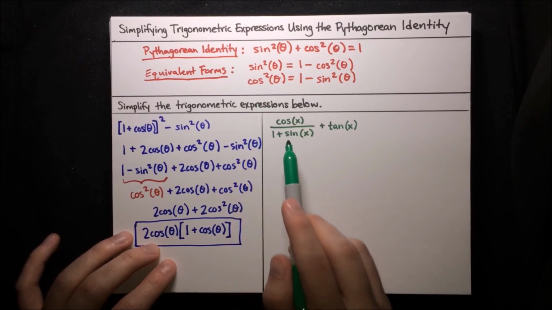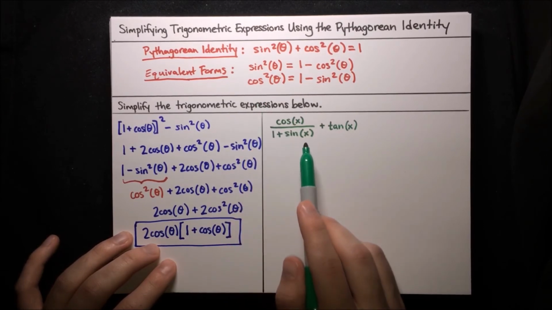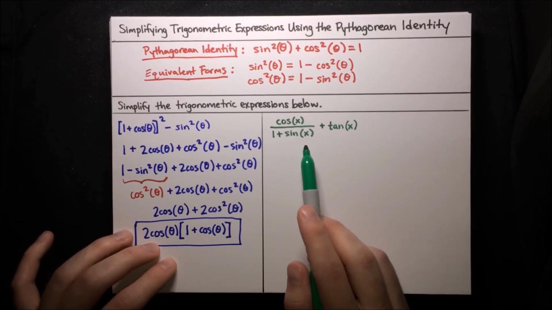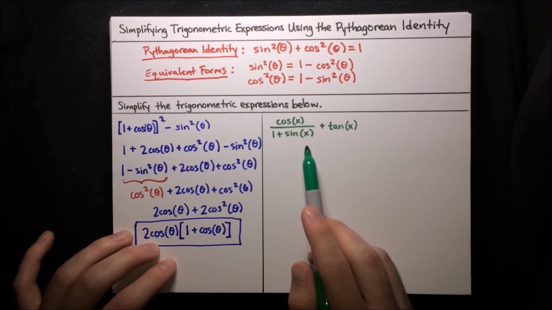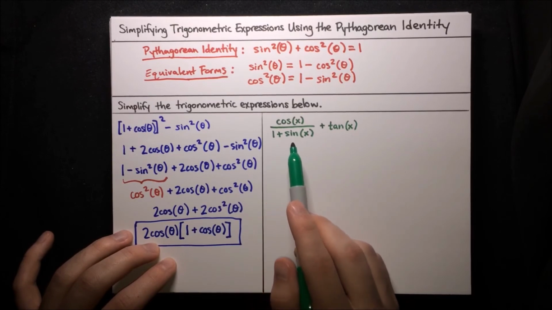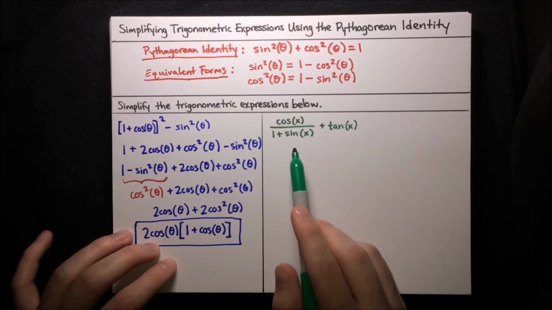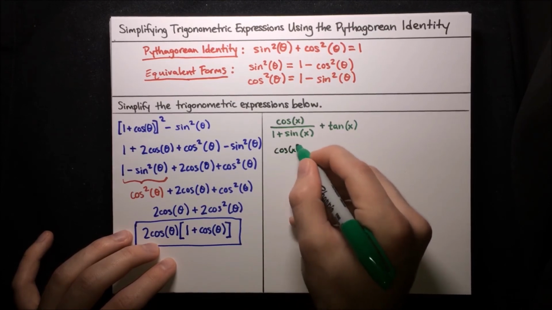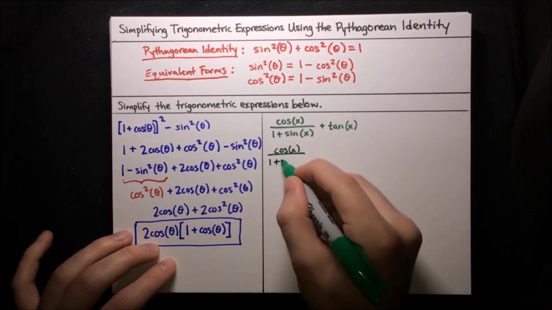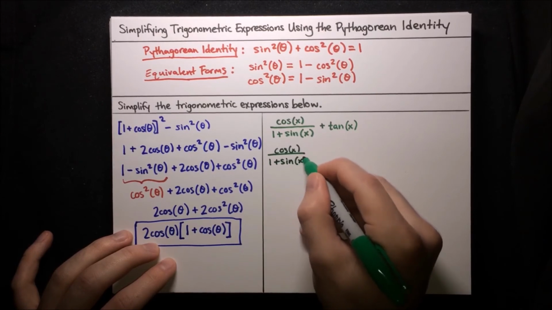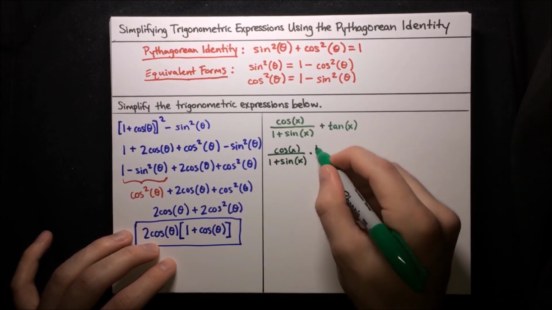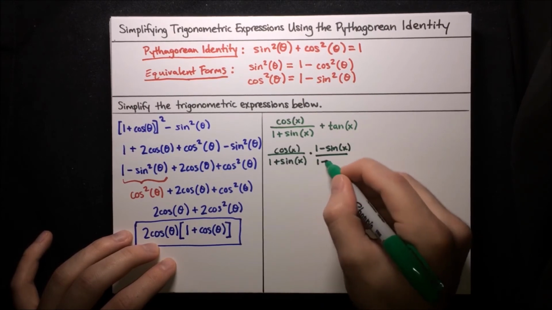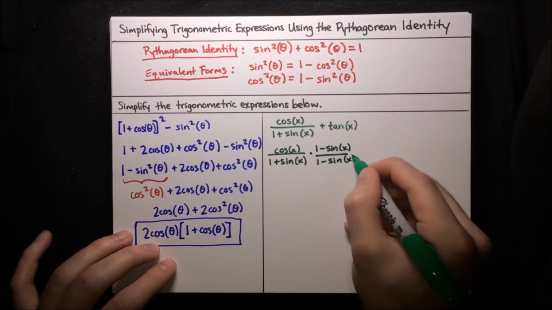So why don't we go ahead and try to get this expression 1 plus sin x to become 1 minus sin² x. And hey, 1 minus sin² is just a difference of squares, one of the factors of which is 1 plus sin. The other factor is 1 minus sin. So let's go ahead and multiply this fraction, cos x over 1 plus sin x, by the other factor, 1 minus sin x over 1 minus sin x.